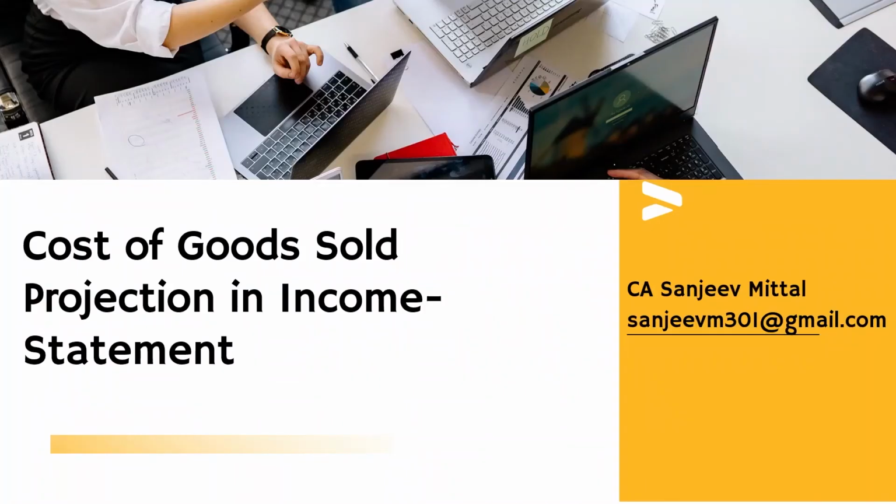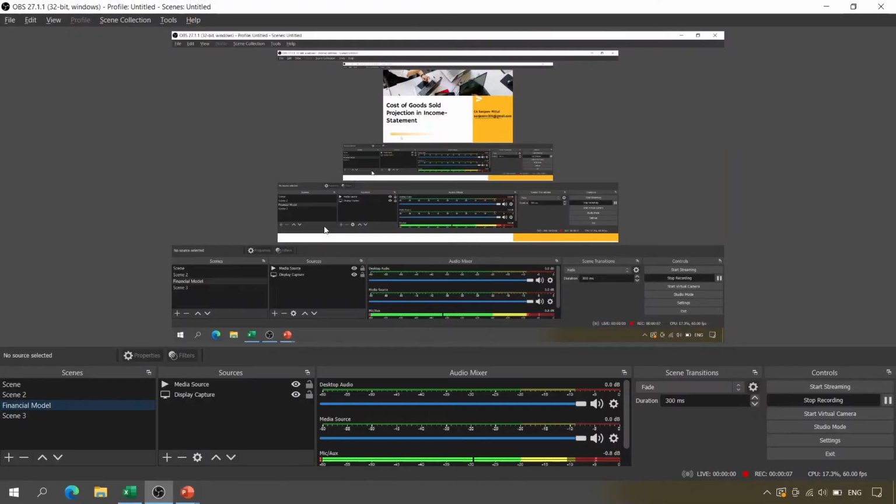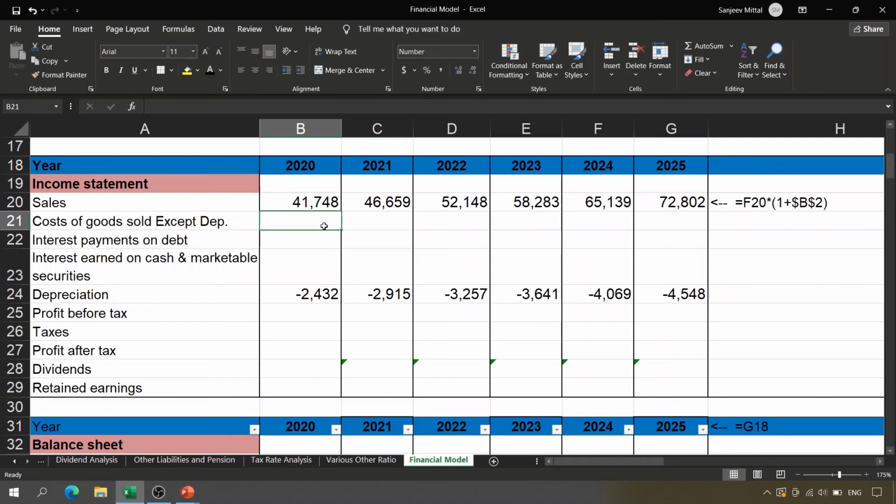Let's try to project our cost of goods sold in the income statement. For that purpose, we shall go to our income statement. And inside the income statement, you can simply see that for the year 2020, the cost of goods sold except depreciation is written here, because we have shown our depreciation separately in our income statement earlier.